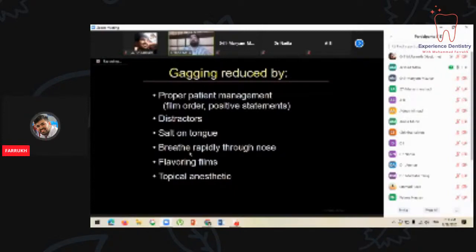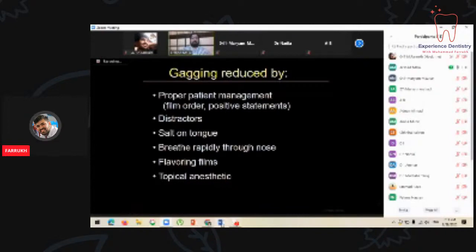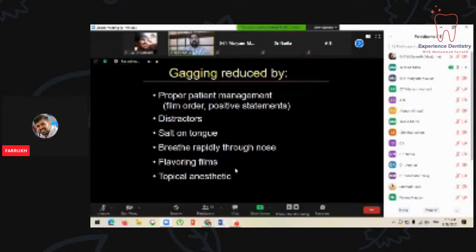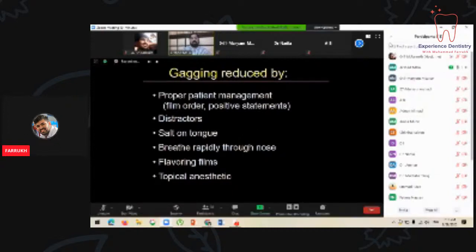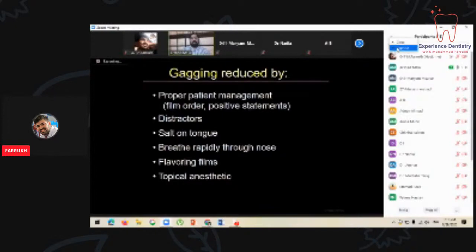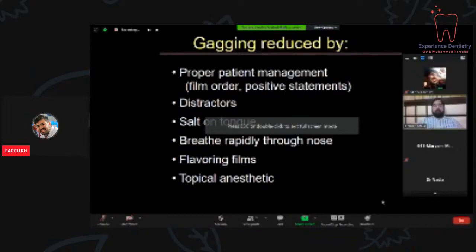Then salt on the tongue. That is a very important thing: a few grains of salt, powder on the anterior aspect of the tongue. To prevent gagging, ask the patient to breathe rapidly through the nose. If the patient is breathing through the nose, the gagging effect leaves. Flavoring is very interesting: sometimes if you flavor the film with chocolate or anything, it has a promising effect against gagging.